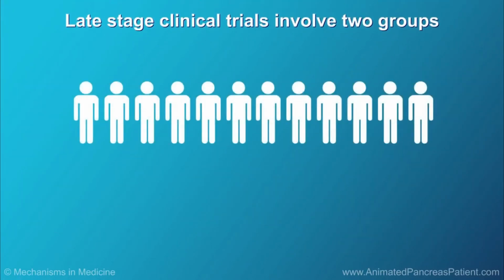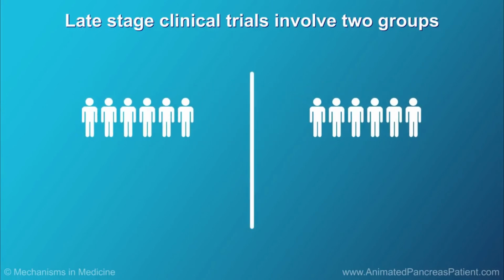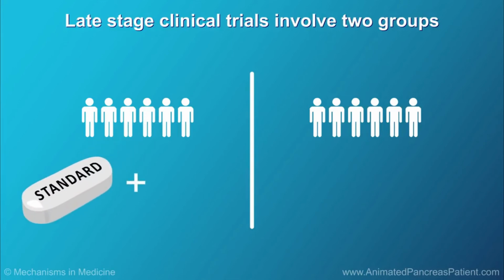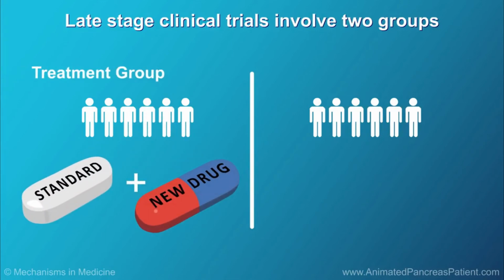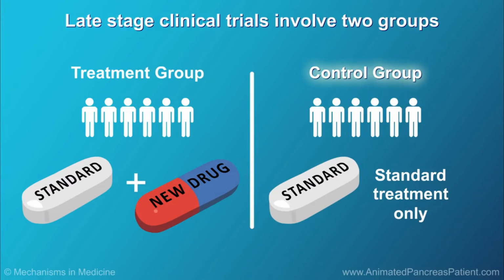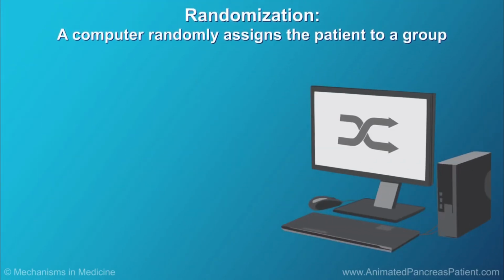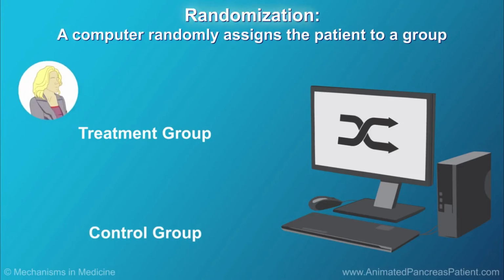In late-stage clinical trials, participants are generally split into two groups at the beginning of the study. One group receives the standard treatment plus the new treatment. This group is called the treatment group. The other group receives the standard treatment only and does not receive the new treatment. This group is known as the control group. A computer is used to randomly assign the patient to either the treatment group or the control group.